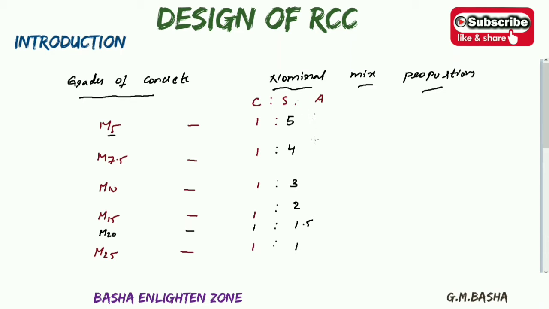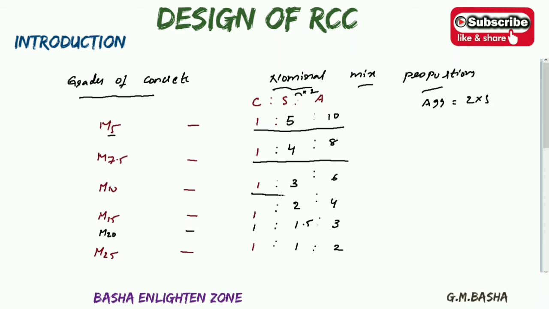After that, what about the aggregate? Whatever the sand, aggregate will be equal to 2 times of sand. Just multiply by 2, means 5 into 2, 10. Here it will be 4 into 2, 8, 3 into 2, 6, 2 into 2, 4, here 1.5 into 2, 3, here 1 into 2, 2. So these are the mixed proportions for different grades of the concrete. For example, M5 means 1 is to 5 is to 10, and M7.5 is 1 is to 4 is to 8, and M10 is 1 is to 3 is to 6.